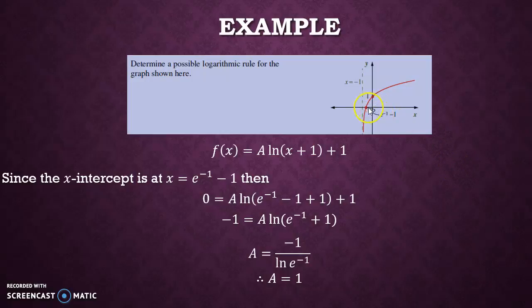And so again, we use the x-intercept. So when y equals 0, x equals e to the power of -1 minus 1. So again, we just substitute those values in. So this gives me a log e to the power of -1.